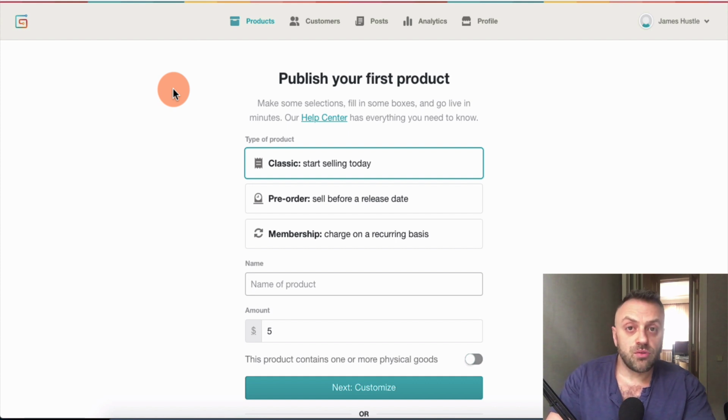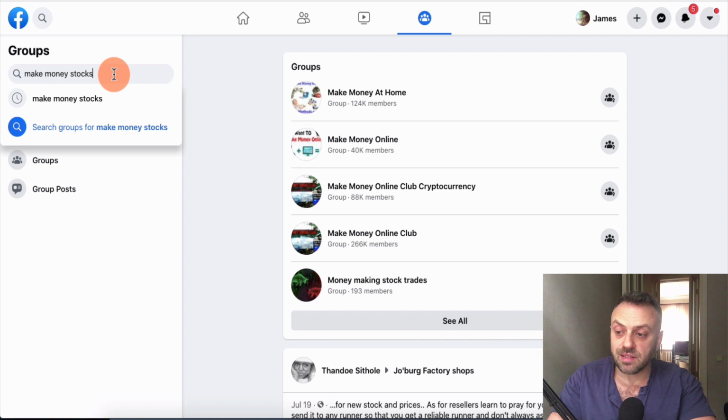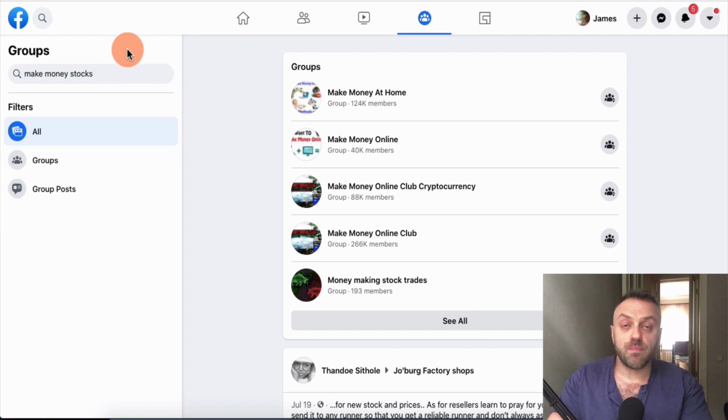And then you're going to go out to this place called Facebook groups, and you're going to go out and sell your product. So here I am in my Facebook account. That's all you have to do. Everybody has a Facebook account, and if you don't, create one. And you just basically go in on your top left corner and type "make money." You can type "make money stocks." You can just type "make money." It doesn't really matter. And you're going to have a lot of these groups.